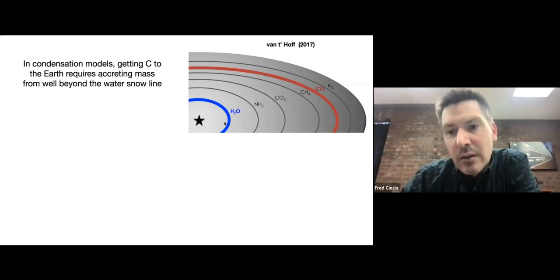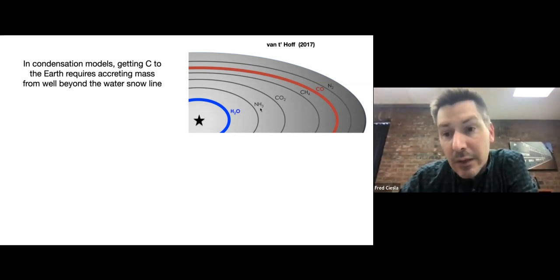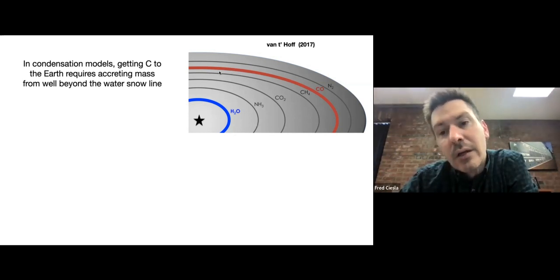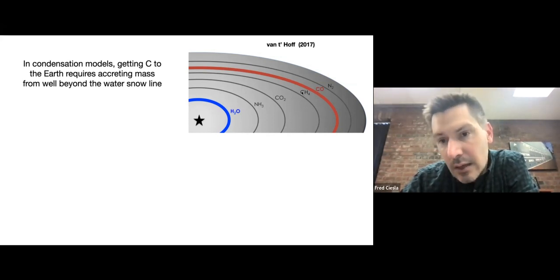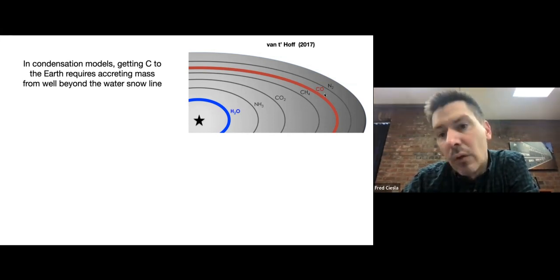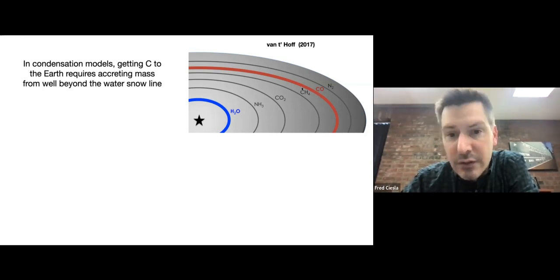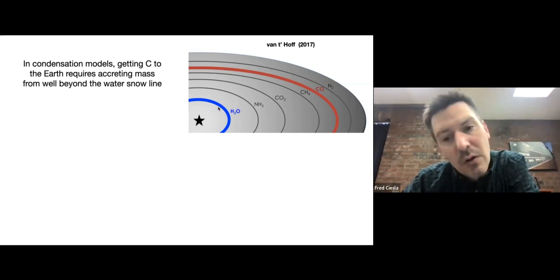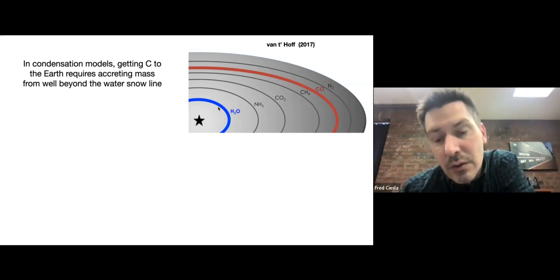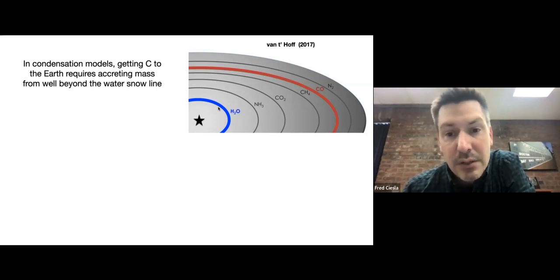When we talk about the Earth and wanting to get carbon into it, if we follow this equilibrium story, as I said, most of the carbon would either be as methane or carbon monoxide, which in a protoplanetary disk would only freeze out as solids at very low temperatures, at very great distances from the star. Much further beyond the water snow line that we often talk about in terms of setting planetary compositions.